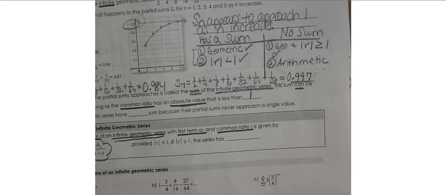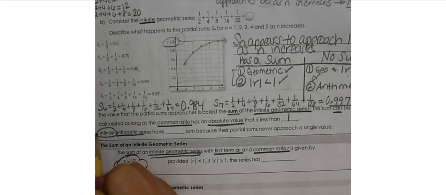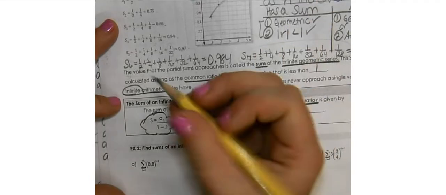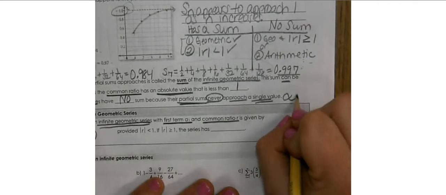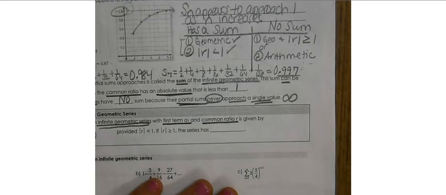So, if we're talking about an infinite arithmetic series, that means it has a common difference, not a common ratio. This series has no sum. And that's because its partial sums will never approach a single value. And because it doesn't approach a single value, it'll approach infinity. And because infinity is not a specific number, we call this no sum.